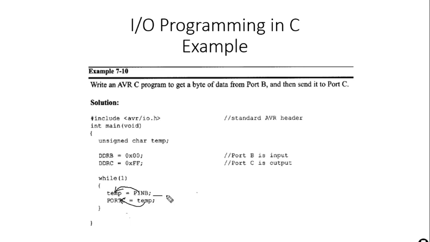This task can easily be done without a temp variable, but since in the next example we are also checking the if condition on the variable, the temp variable is used in this example. Otherwise, you can simply write it in just one statement: port C is equal to pin B. Since C is a high level language, you do not need to do all these unnecessary things. You just need to write port C is equal to pin B, and the job is done.